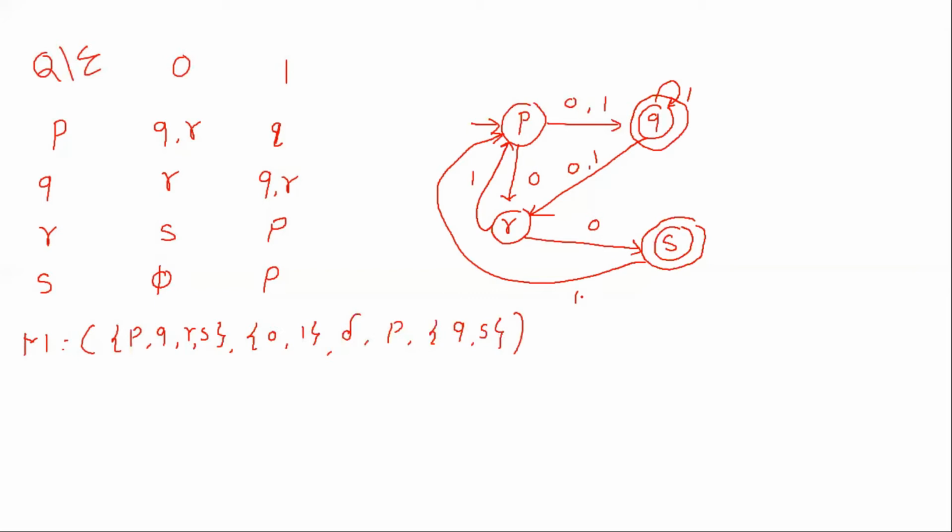Now let us convert this NFA into DFA. So here instead of 2 raised to q states, we will start with the initial state, that is P. Then we will find out transitions from the state P for the input 0. P state for the input 0 goes to Q as well as R. So here we will add a new state as QR. And as Q is the final state for the given NFA, this QR is also a final state.